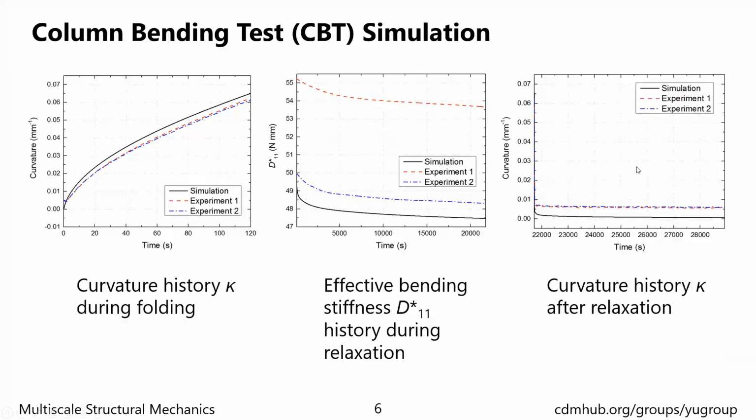Then we have the curvature after relaxation. Though the viscoelastic material model with direct integration implementation can predict some residual deformation, it is too small compared with the experiment. Since we can see that the difference between the simulation and the experiments is relatively constant, we believe it is caused by the plasticity, which is not included in the current material model.